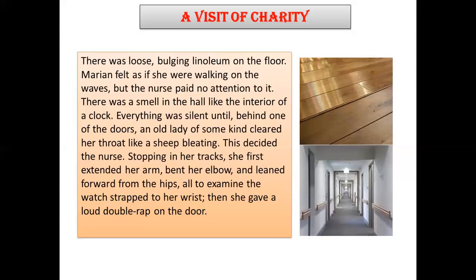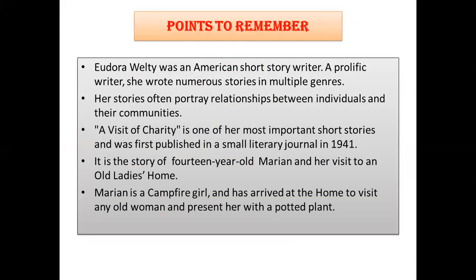So with this, we come to the end of today's lesson, students. But before we wind up the class, I want to discuss these points that you are supposed to remember. The first point is, Eudora Welty was an American short story writer, a prolific writer, somebody who writes a huge number of works. She wrote numerous stories in multiple genres. It's not just as though she has written stories in one particular genre. In fact, she's written stories in various genres. And her stories often portray relationships between individuals and their communities.